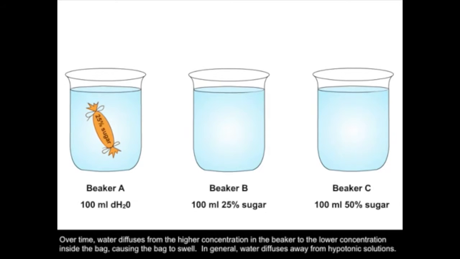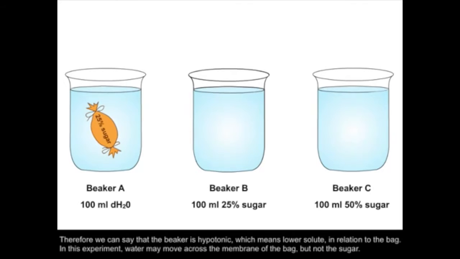Over time, water diffuses from the higher concentration in the beaker to the lower concentration inside the bag, causing the bag to swell. In general, water diffuses away from hypotonic solutions. Therefore, we can say that the beaker is hypotonic, which means lower solute in relation to the bag. In this experiment, water may move across the membrane of the bag, but not the sugar.